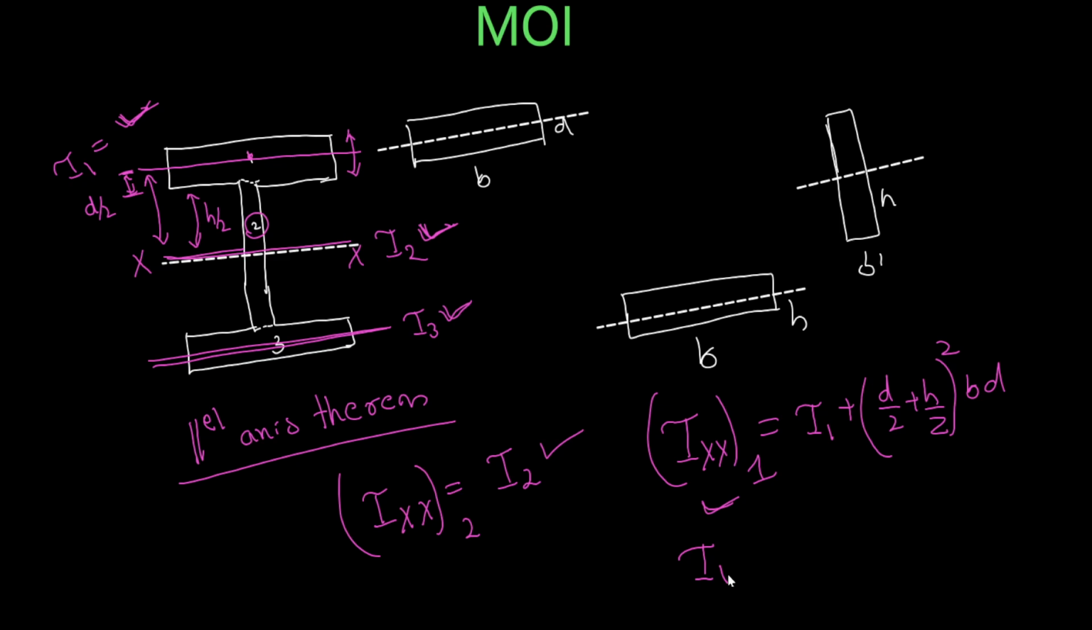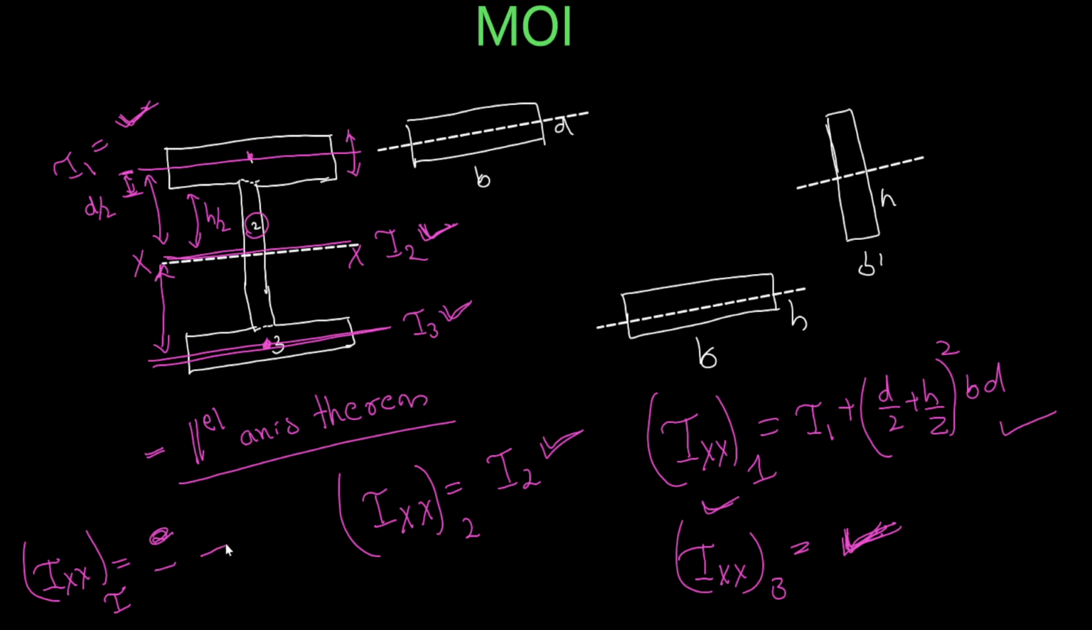Similarly, you will calculate about the x-axis of the third area. You have to calculate this distance. Then using the parallel axis theorem, you can calculate this Ixx. Finally, Ixx of the symmetric I figure will be the summation of these three, and you will get the total area moment of inertia.